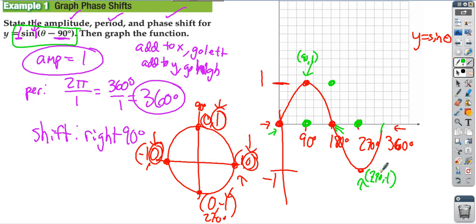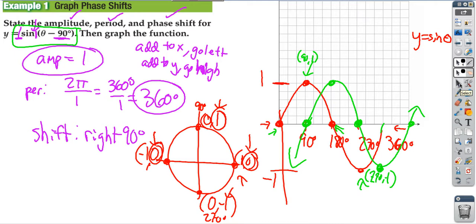360, negative 1 would be right here. And then this last one is going to get bumped another 90. So let's connect these now, and you can see that green graph right there is just the red one shifted to the right 90. That's not so hard to do when it's a basic shift like that.